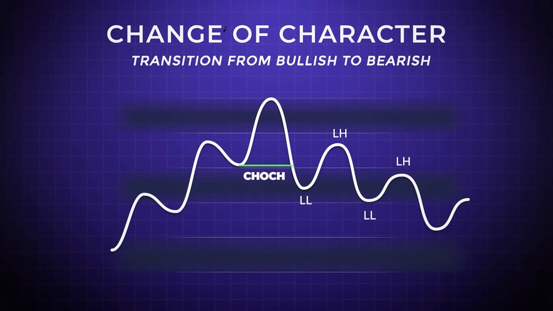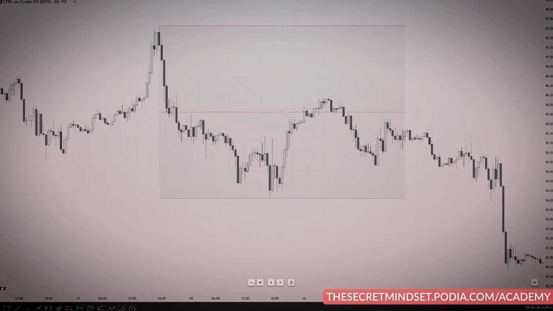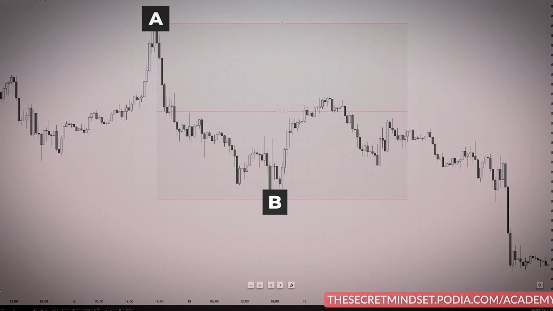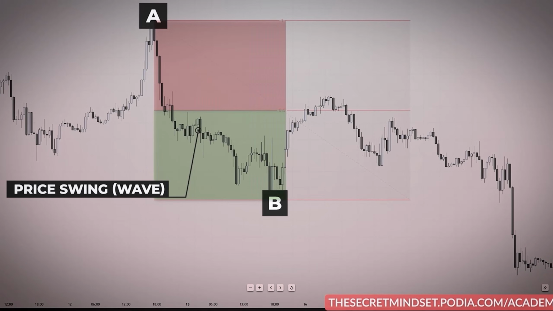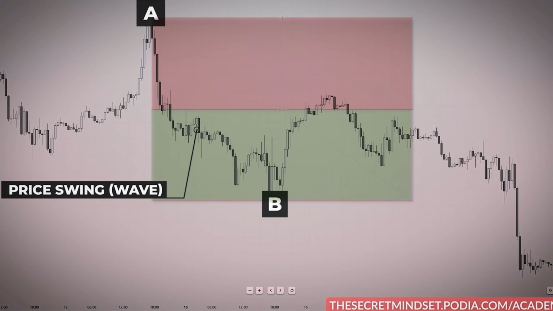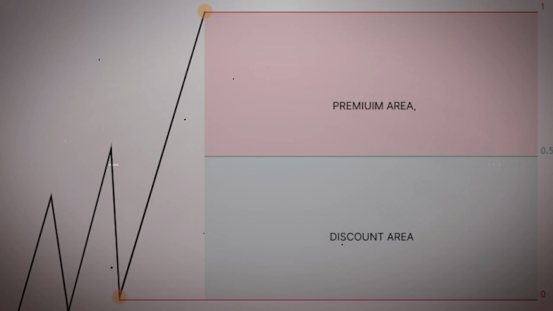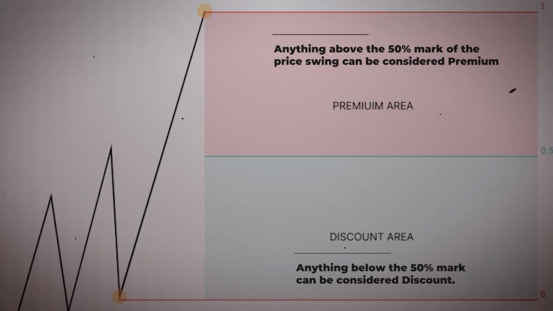The premium and discount zones are very important in smart money trading. In this chart, the distance between a swing high and a swing low is called a price swing or a price wave. If you measure the distance from the top of the leg to the bottom and you apply a Fibonacci retracement, you can get the premium and discount range. In general, anything above the 50% mark of the price swing can be considered premium, while anything below the 50% mark can be considered discount.